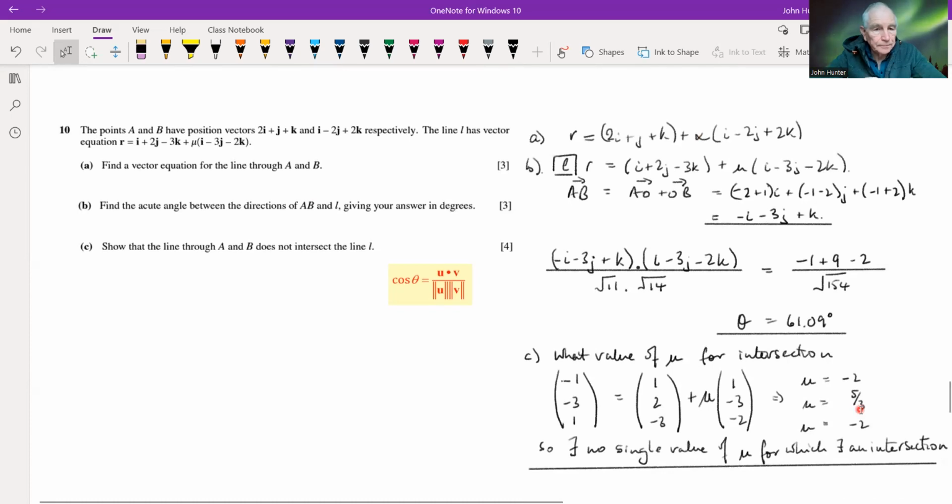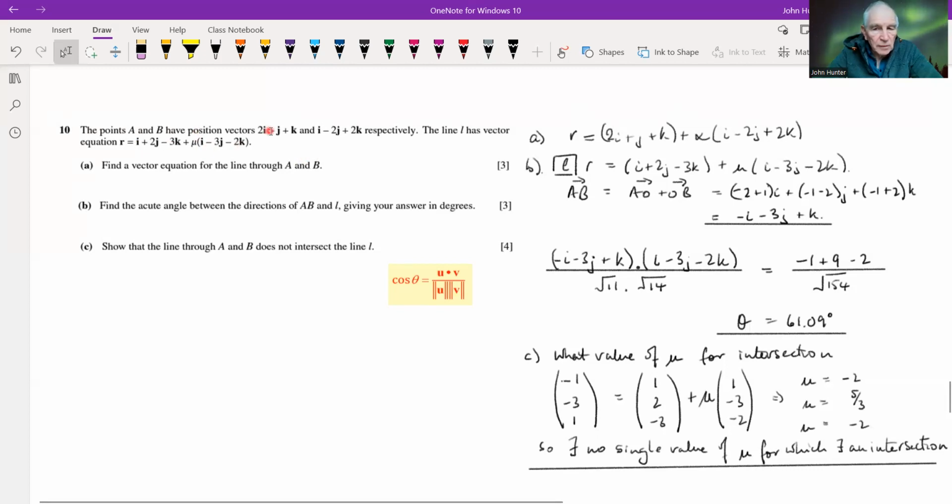Vectors, a vector problem. Points A and B have position vectors, as you can see, 2i plus j plus k and i minus 2j plus 2k. And then a different line L has a vector r equals i plus 2j minus 3k plus mu into i minus 3j minus 2k. So this is the general form of a line. It will pass through this point, and it will be some multiple of this direction vector. So any point will be some multiple of this. And if mu is 0, of course, then the actual vector itself is this part here.